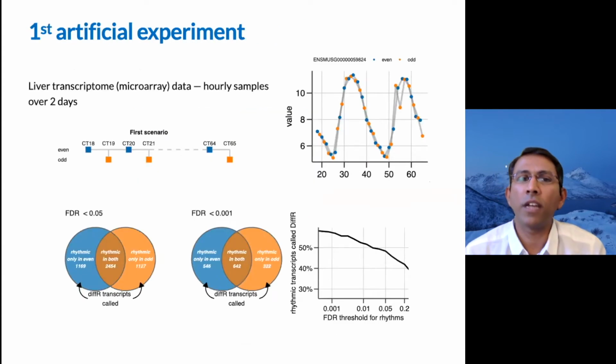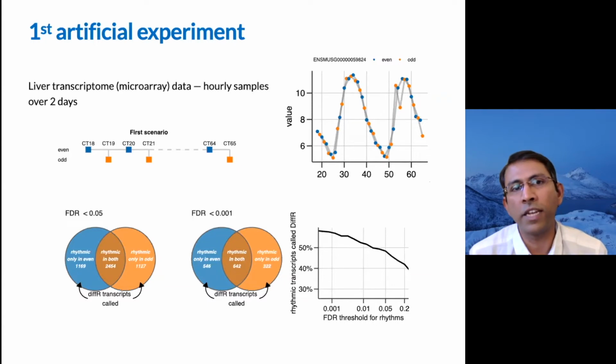So let's evaluate how this intuitive approach works. I'm going to do this using two artificial experiments that I'm going to construct. In the first, which I consider a negative control, I took the liver transcriptome data, which was measured every hour over 2 days. That's 48 samples, and I split these 48 samples into two groups of even and odd samples and call them two new data sets, even and odd.